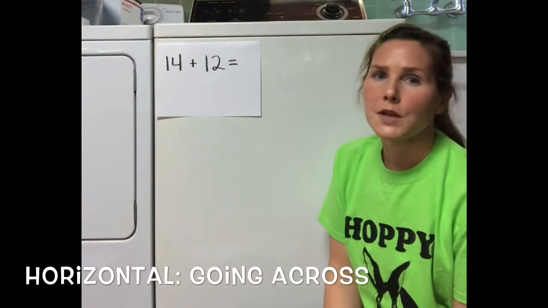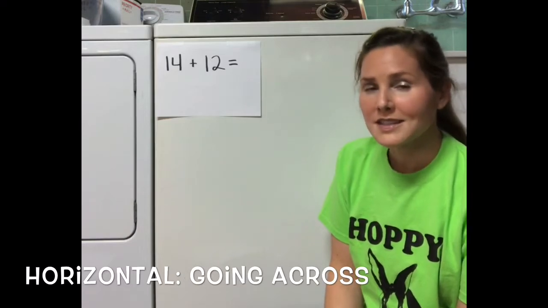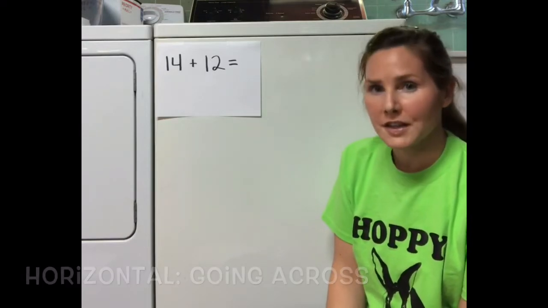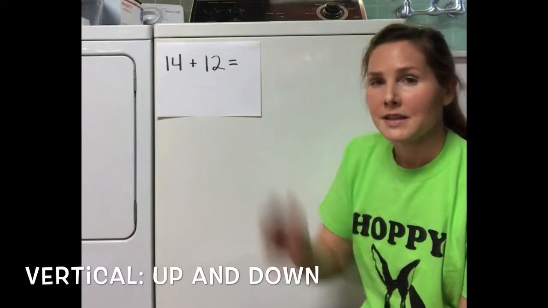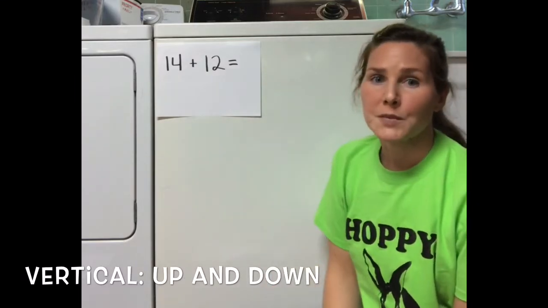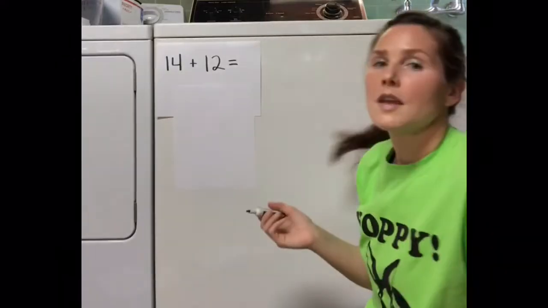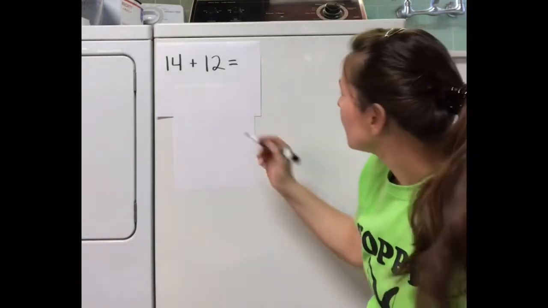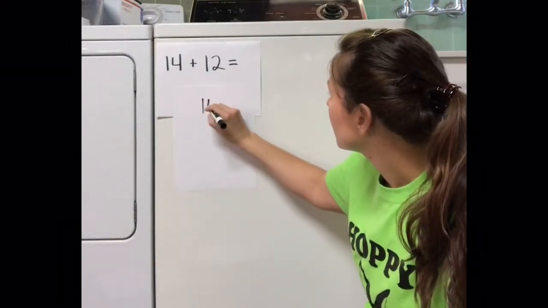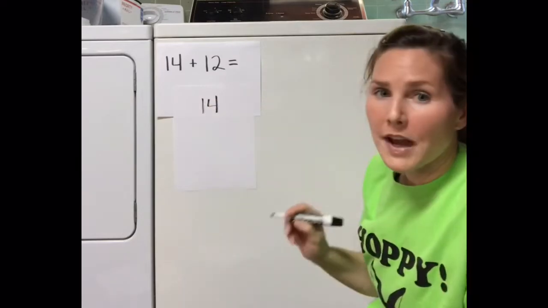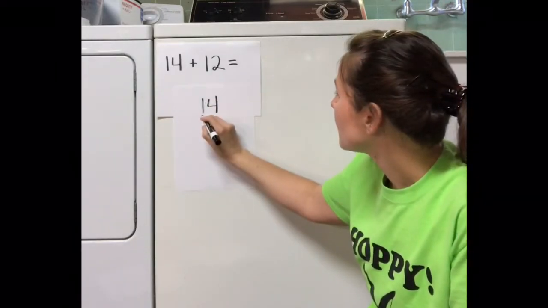What I always recommend when you have a problem that's been written like this is that you rewrite the problem vertically. The word vertically means up and down. So that's what I'm going to do first. I'm going to start by writing the number 14. And then right underneath, I'm going to write the number 12.